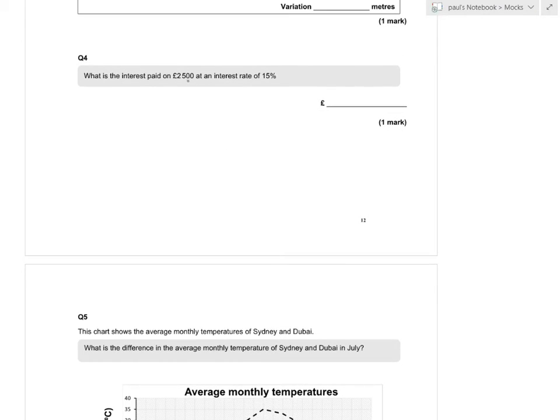What's the interest paid on 2,500 at the rate of 15%? So 2,500 times 15% equals, get the calculator out, 2,500 times 15 divided by 100, 375.